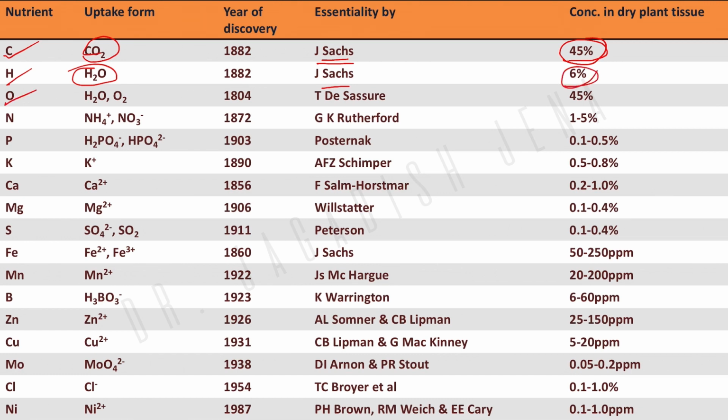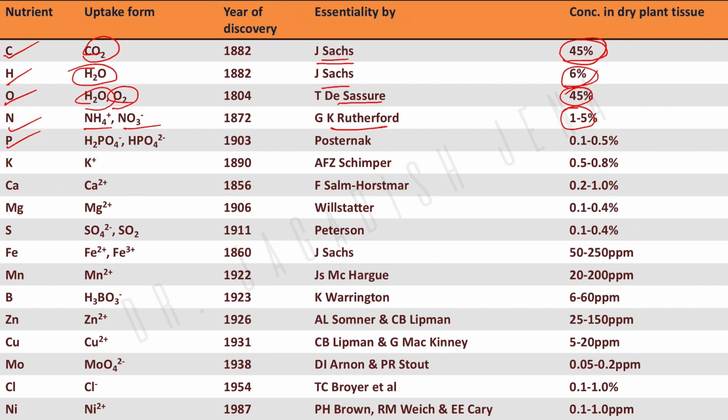Then oxygen is taken up as a water molecule or oxygen directly from the atmosphere. The essentiality was proposed by Theodore de Saussure, and the concentration in the plant system is 45%. Nitrogen is taken up from the soil in nitrate form or ammoniacal form, and its essentiality was proposed by G.K. Rutherford, and its concentration in the plant system is 1 to 5%.